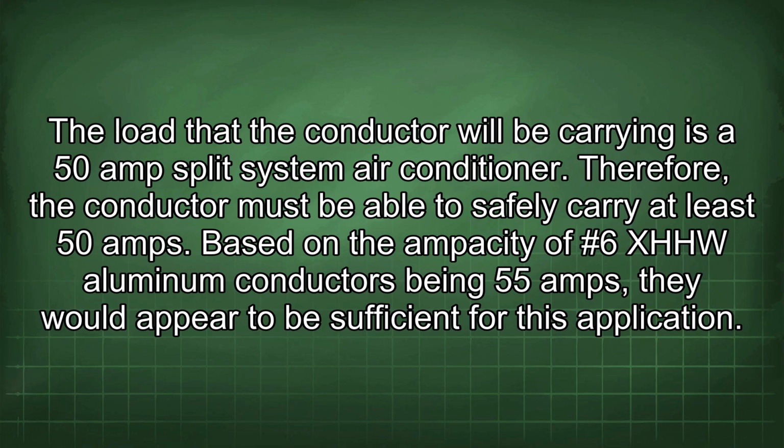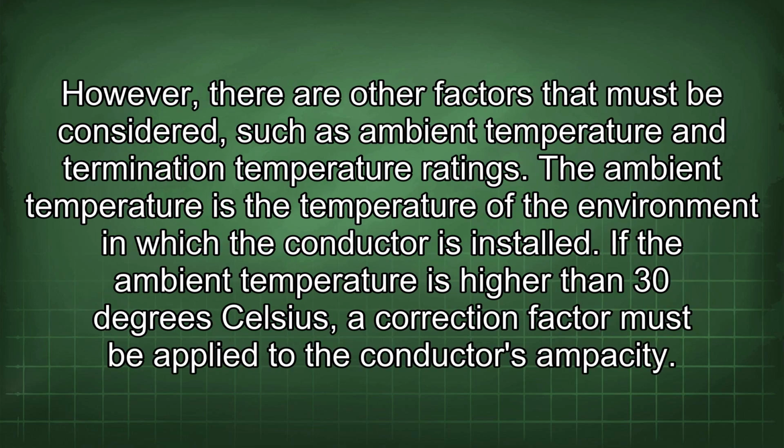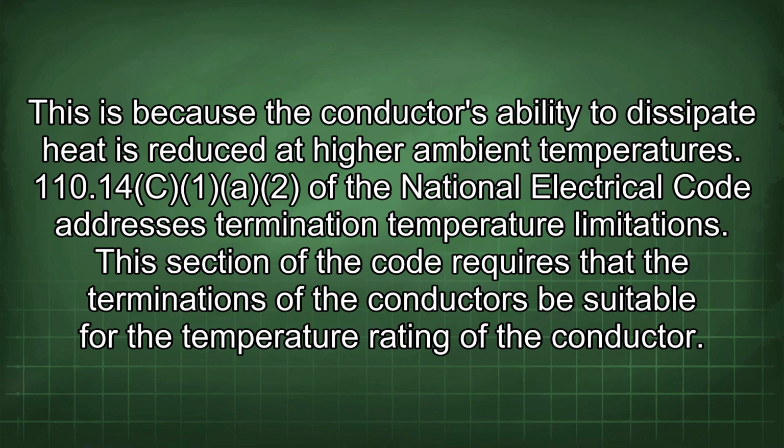Based on the ampacity of #6 XHHW aluminum conductors being 55 amps, they would appear to be sufficient for this application. However, there are other factors that must be considered, such as ambient temperature and termination temperature ratings. The ambient temperature is the temperature of the environment in which the conductor is installed. If the ambient temperature is higher than 30 degrees Celsius, a correction factor must be applied to the conductor's ampacity. This is because the conductor's ability to dissipate heat is reduced at higher ambient temperatures.